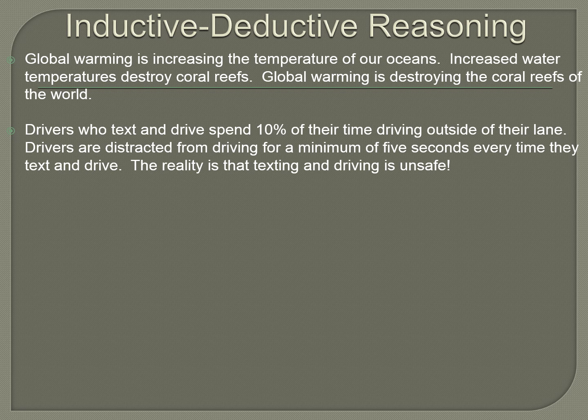Drivers who text and drive spend 10% of their time outside of their lane. Drivers are distracted from driving for a minimum of 5 seconds every time they text and drive. The reality is that texting and driving is unsafe. I've taken some specific pieces of information and I've used it to make a general statement that texting and driving is unsafe based on the data points that I've collected.